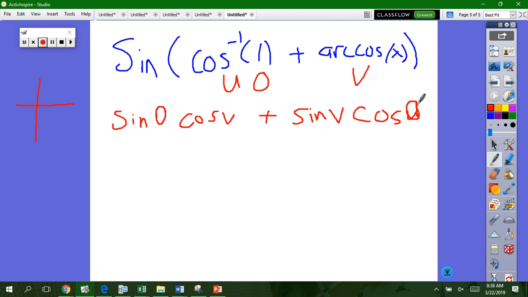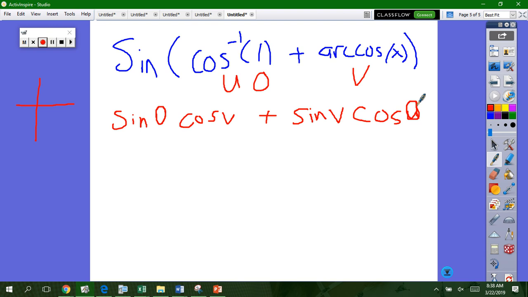Does that make sense to everybody? Yes, no, maybe so. Why did I do that? Because what is arc cosine asking for, Abdi? An angle. What angle gives me a cosine of 1? There you go. Answer your question?